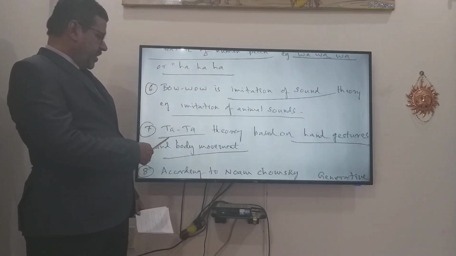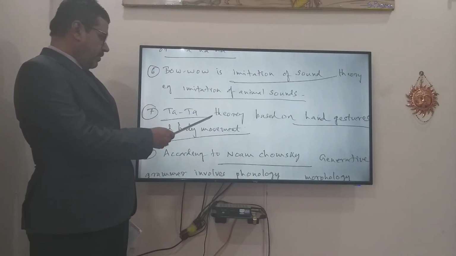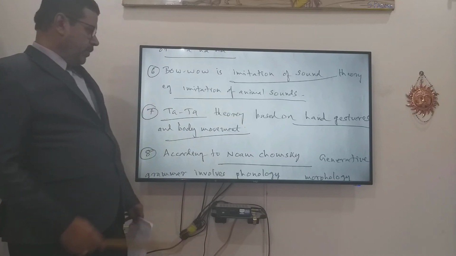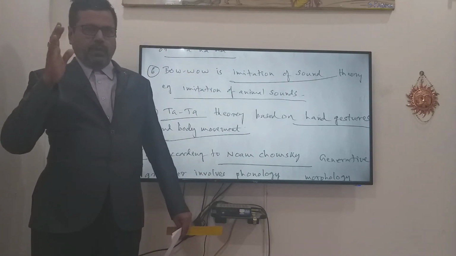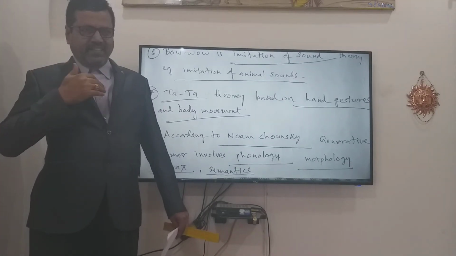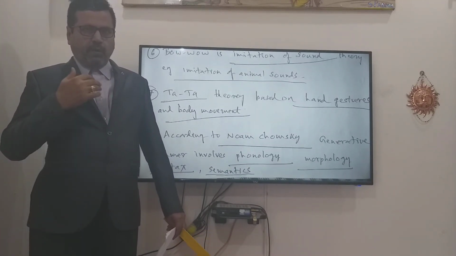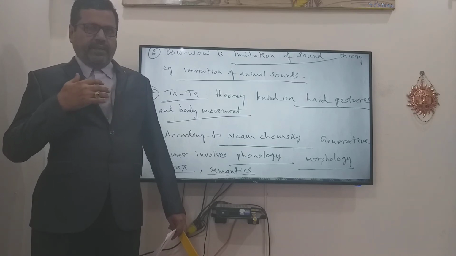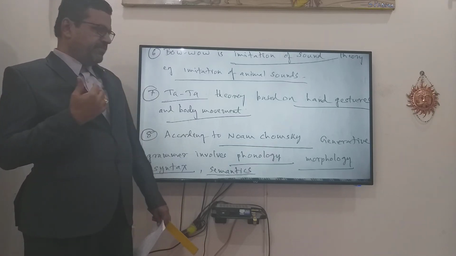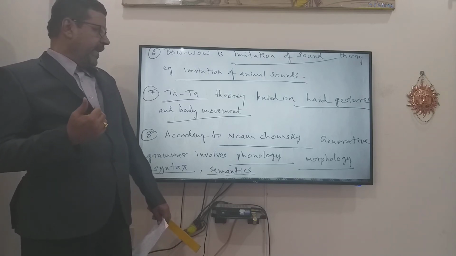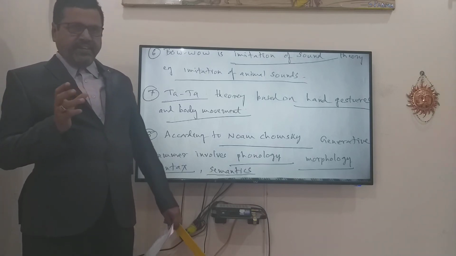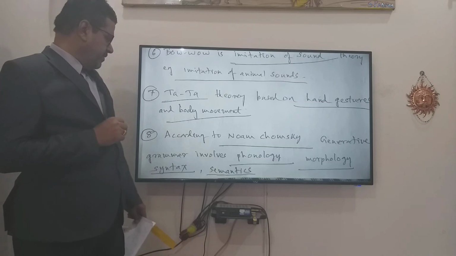Next, tata theory. It's based on hand gestures and body movement. For example, come, go, like this. By using only the gestures, human body, hands, expressions, this type of theory came. So it is called body movement, hand gesture. Generally, it comes under the tata theory.